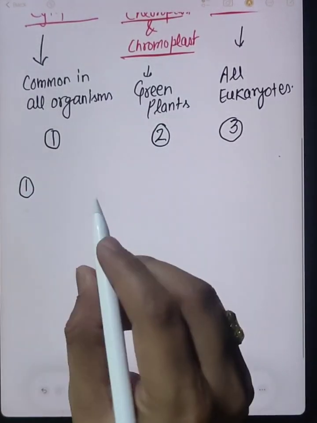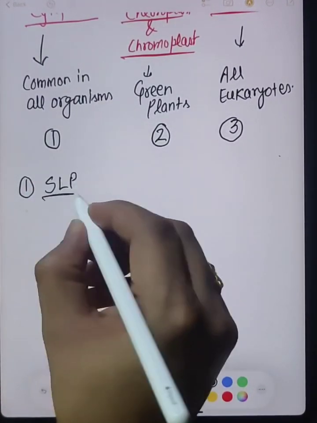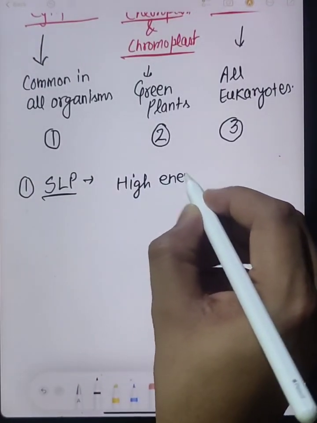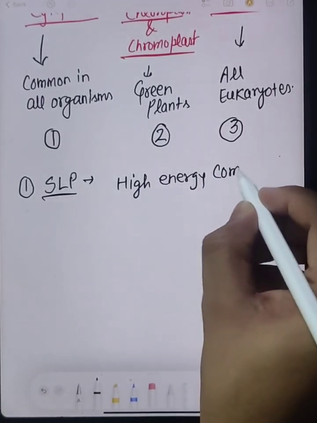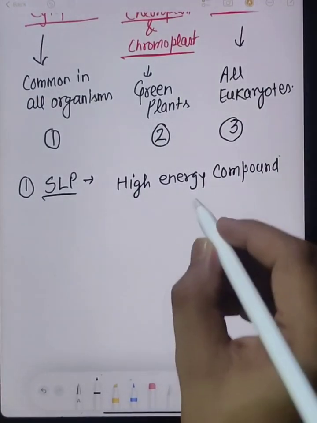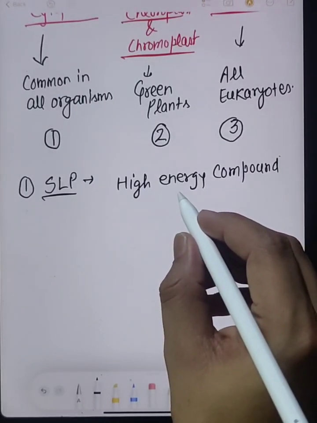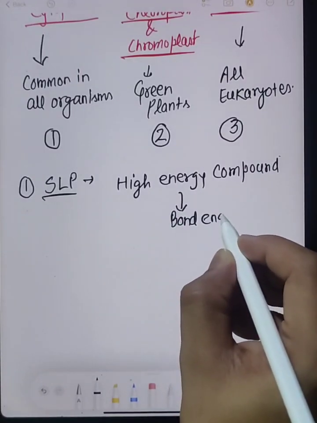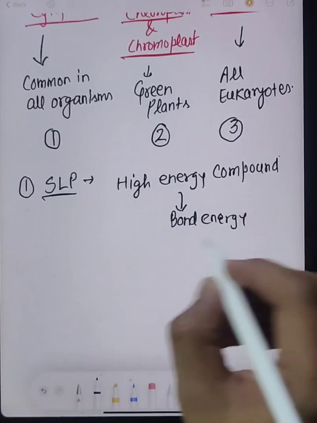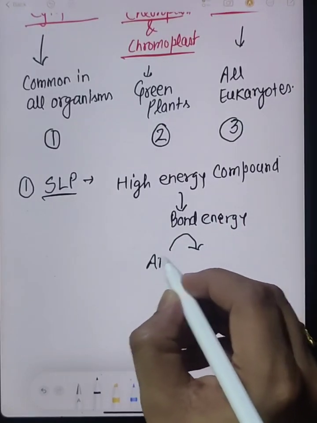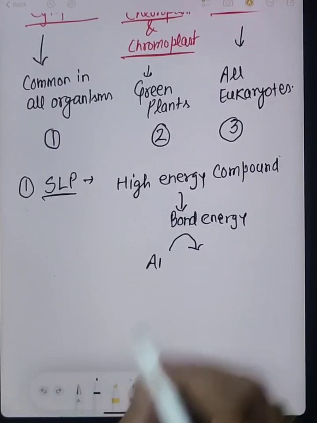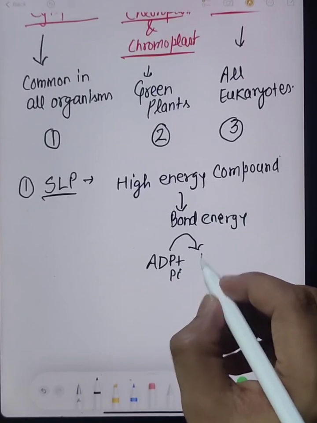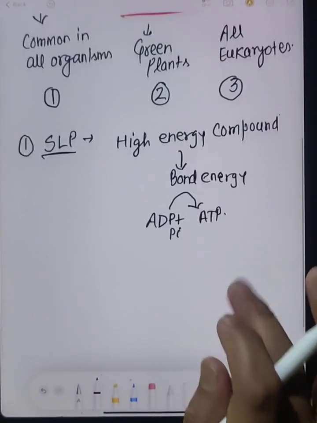If I talk about SLP, substrate level phosphorylation, what will occur is that some high energy compound is present, and this high energy compound transfers its energy, it produces some bond energy, and with the help of this bond energy, ADP can be phosphorylated in presence of inorganic phosphate into ATP.